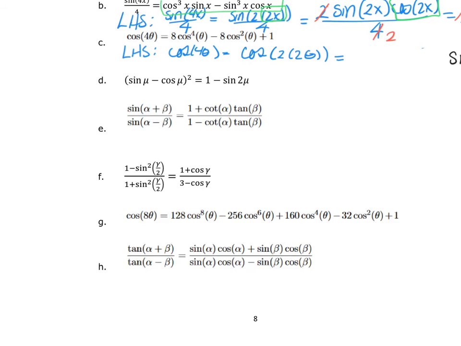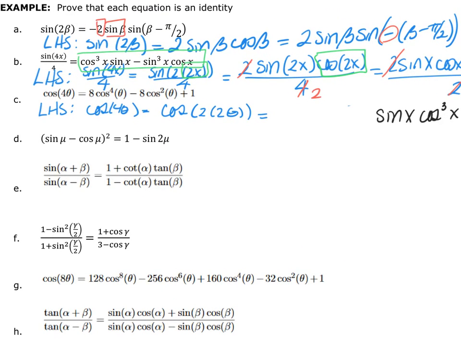Now, as I'm looking at this, I realized that on the right-hand side, I see a bunch of cosines. Because I see a bunch of cosines, on my double angle, I'm going to use the one that is the cosine of 2x is equal to 2 cosine squared x minus 1. That's what I'm going to use probably each time.